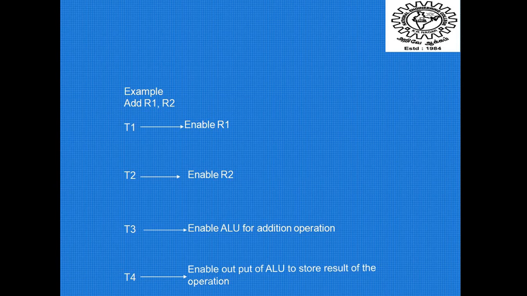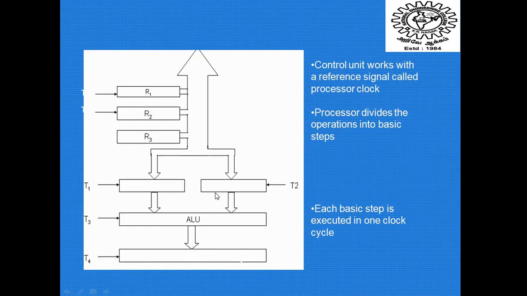Next, for example, we see ADD R1, R2, meaning all actions are carried out in registers only. In this ADD R1, R2, the data stored in R2 will be added with the value in R1. Suppose R1 has 5 and R2 has 7, then 7 is added to 5, and the result will be stored. This example is given only for illustration. This is how the control unit works.